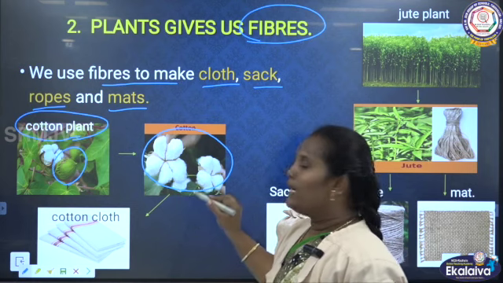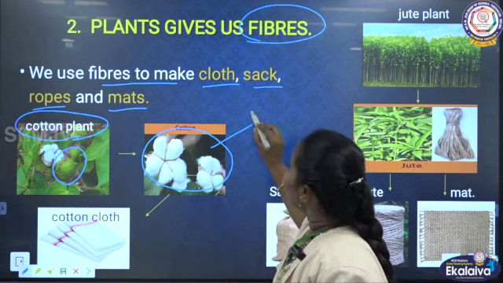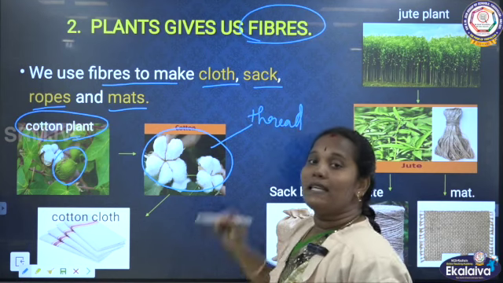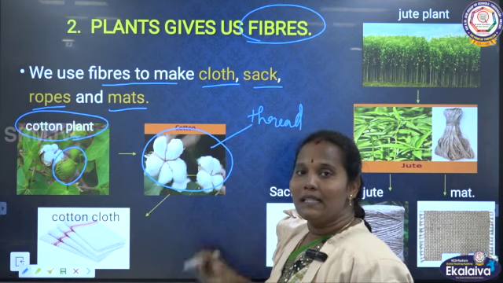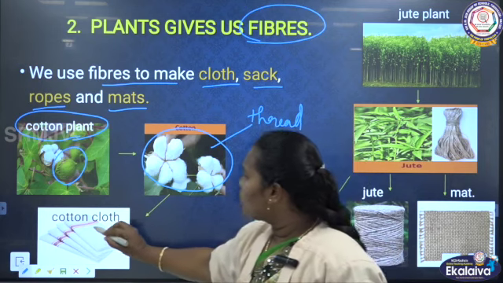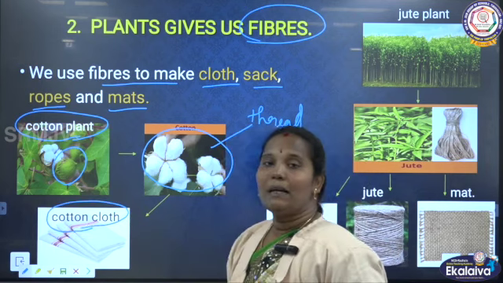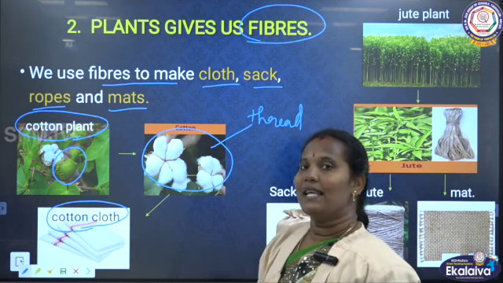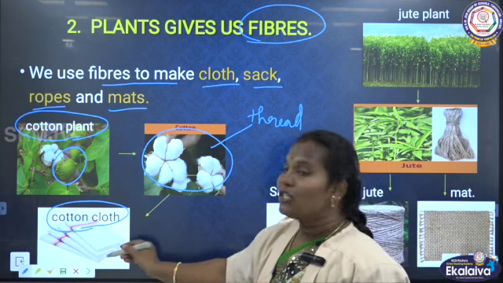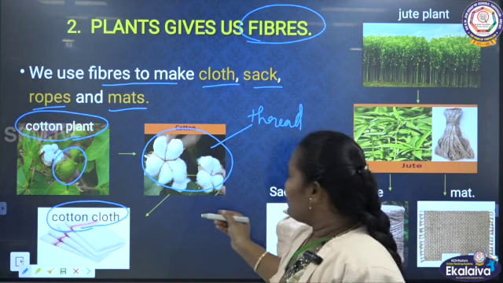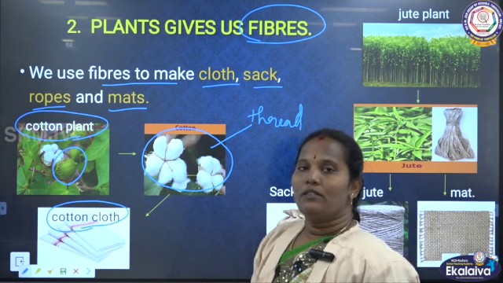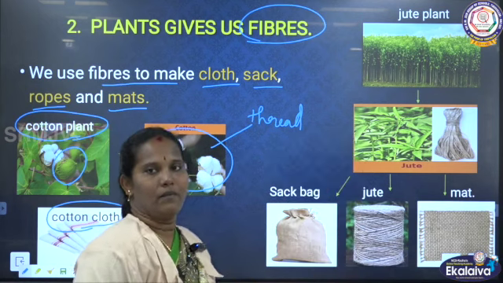From this cotton we can make a thread. After weaving, this thread is made into cloth. So, we are using many cotton cloths, cotton sarees, cotton dresses, shirts, things like this. Actually, this cotton cloth we get from the cotton thread from the cotton plant. Clear? So, this is one example of fiber.